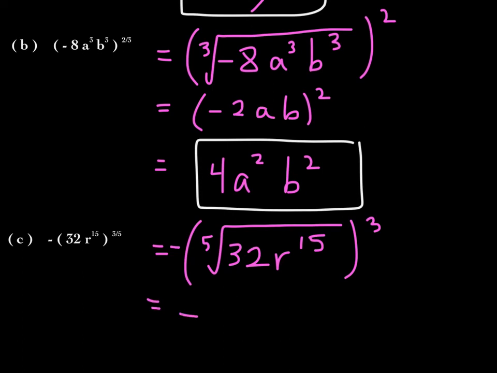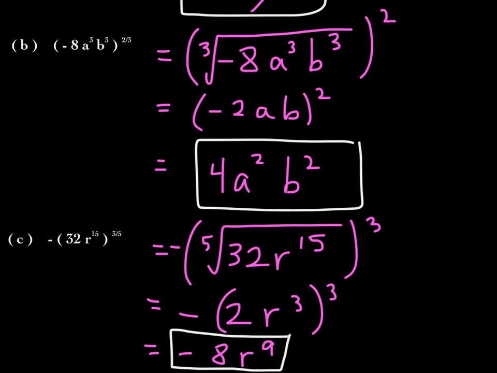And then the 5th root of 32 is 2. And then watch this. 15 divided by 5 is 3. So this will be r cubed. Now don't forget, you have to cube this 5th root, right? Keep the negative on the outside. 2 cubed is 8. R cubed is r to the 9th. So that is our final answer.